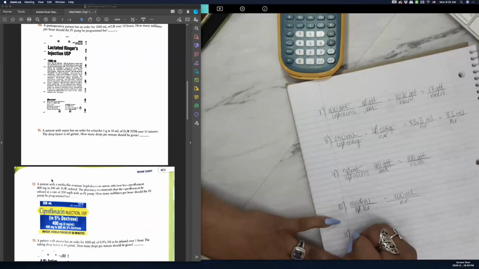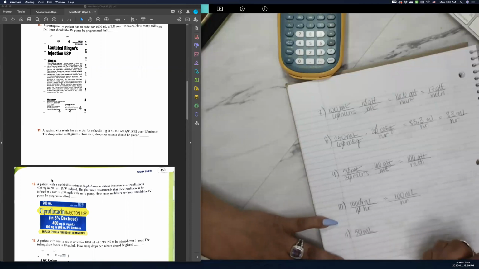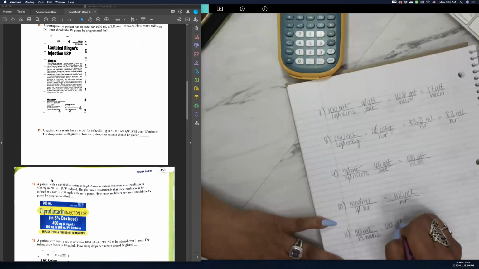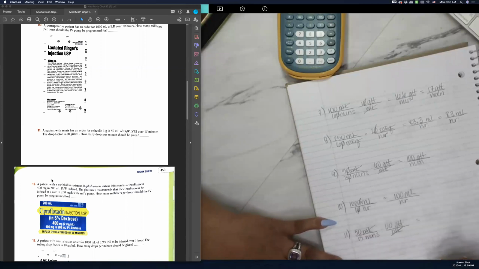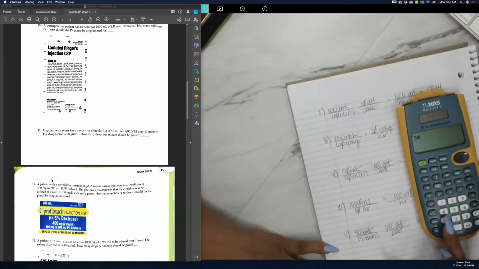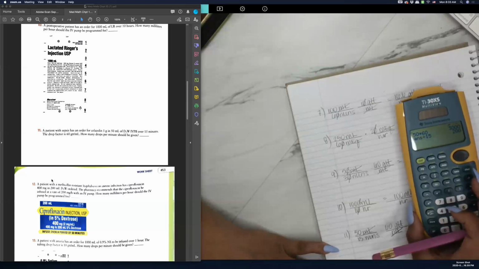Okay, so our volume again is 50 milliliters. Our time frame is 15 minutes. And our drop factor is 60 drops per milliliter. Our unit of milliliter is going to cancel, and then we're just going to go ahead and multiply that. 50 times 60 and divide by 15. And that's going to give us 200 drops per minute.